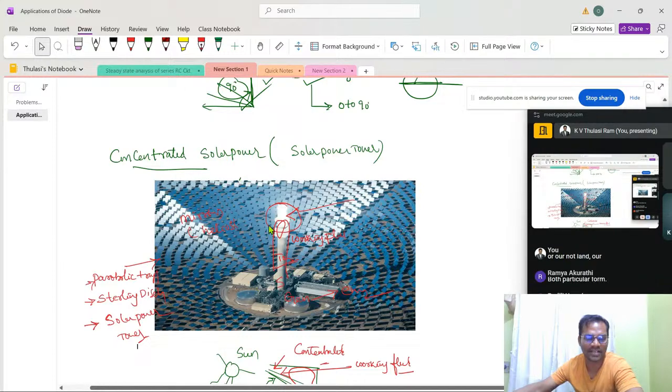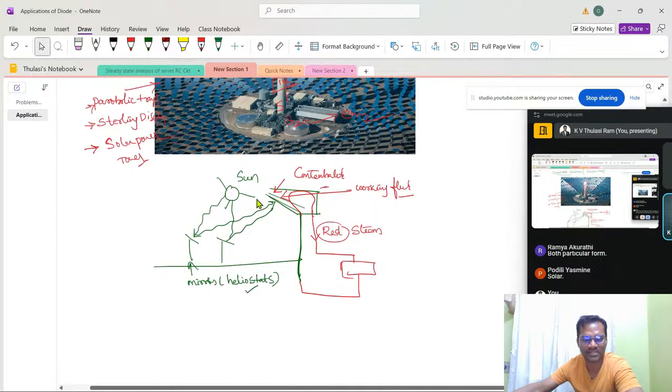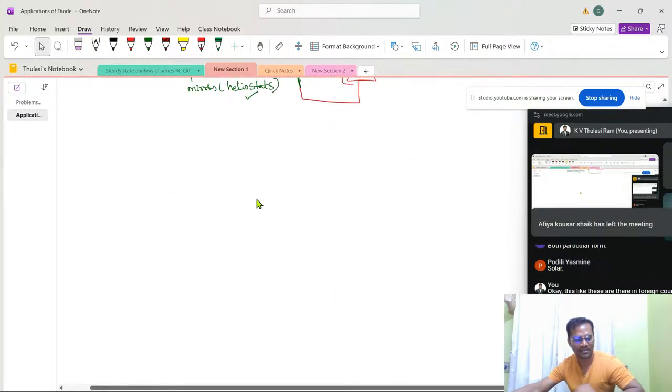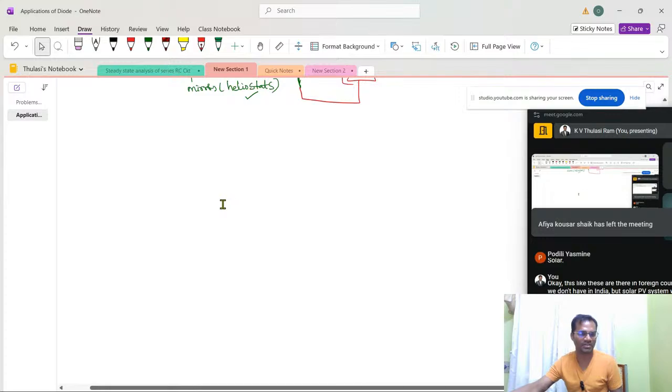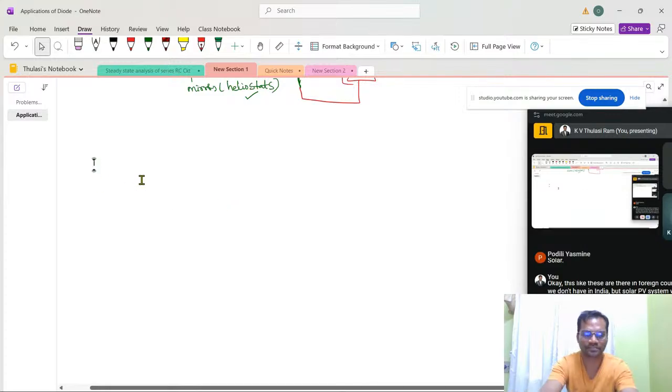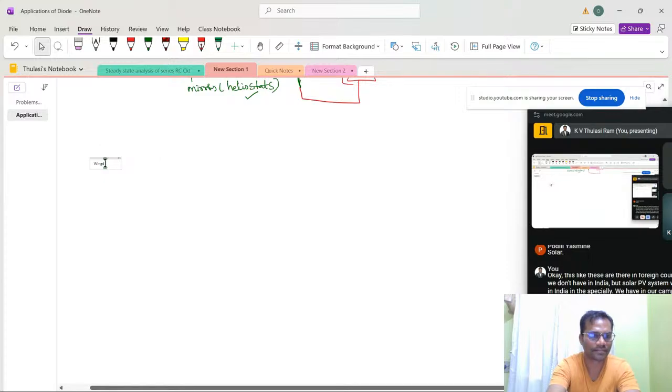Okay. These are there in foreign countries. We don't have them in India, but we have solar PV systems in India, especially in our campus. Okay, so now let us go with wind power plants. Put the subheading: power generation using wind power plants.